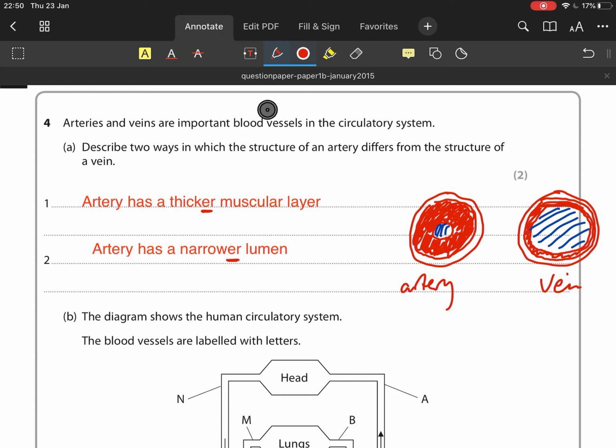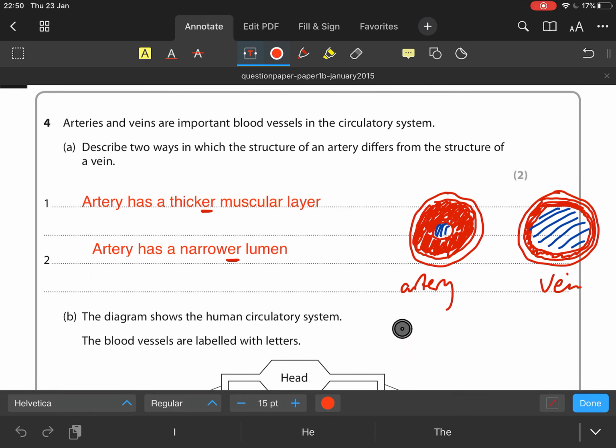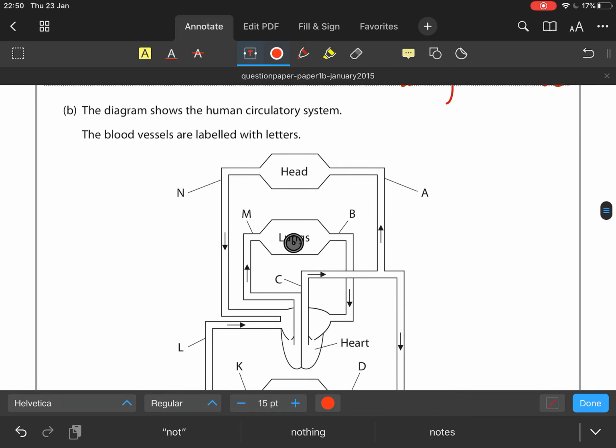Third point you could have possibly said there, I think the third obvious point you might say is that veins have valves, arteries do not. They would all be acceptable answers there.